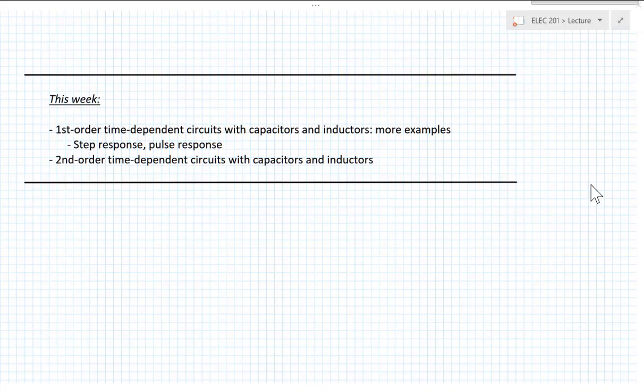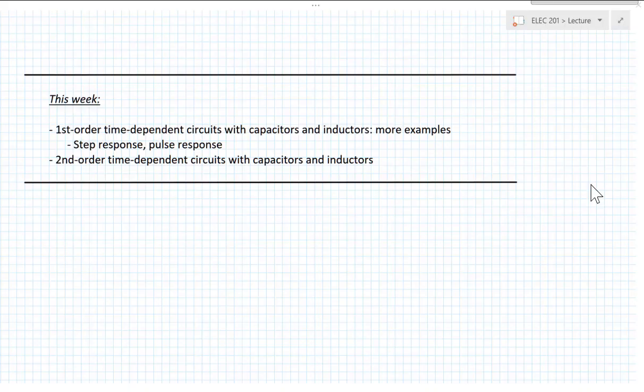So we are going to continue talking about first-order circuits, which have essentially one capacitor or inductor. And so we are going to do more examples of that. I'll also point out a couple of expressions, step response, pulse response, even impulse response, so that you're familiar with those if you see them later. And I'm hoping that this week, I don't know if we'll get there today, but if not, then on Thursday, hopefully we will start talking about second-order circuits.